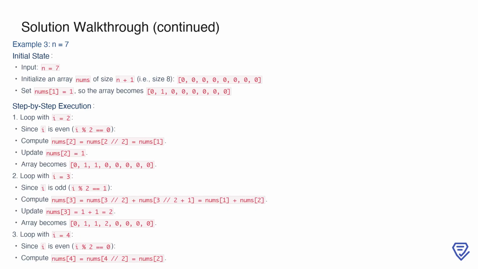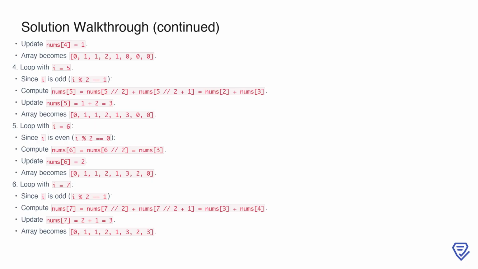Since nums[2] is 1, we update nums[4] to 1. Continuing from there, the array after updating nums[4] becomes 0, 1, 1, 2, 1, 0, 0, 0. For i equal to 5, which is odd, we calculate nums[5] as nums[5//2] plus nums[5//2 + 1], which is nums[2] plus nums[3]. Since nums[2] is 1 and nums[3] is 2, nums[5] becomes 3, and the array updates to 0, 1, 1, 2, 1, 3, 0, 0.